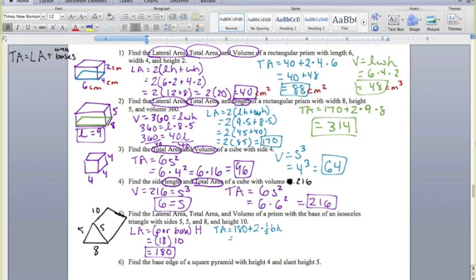So the 2 and the 1/2 cancel each other out. What is the base of the triangle? 8. What is the height of the triangle? We don't know. The height of the prism is 10. The height of the triangle, we don't know.